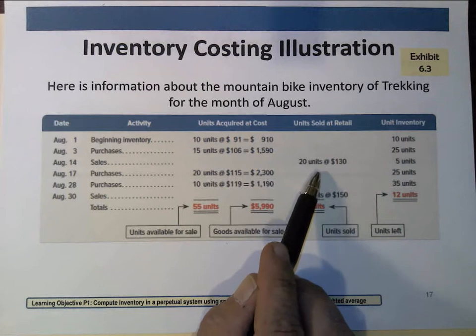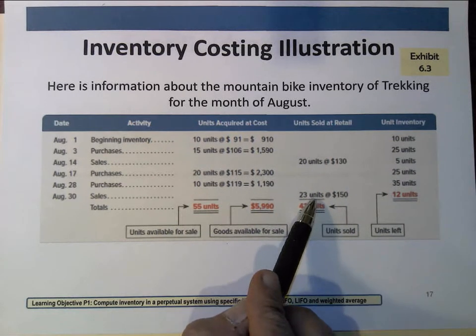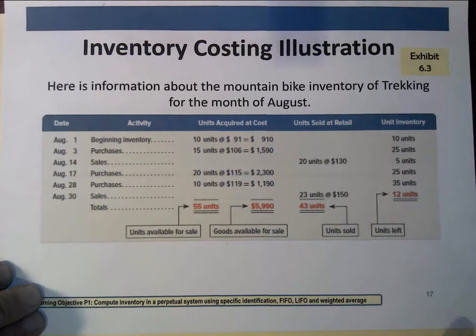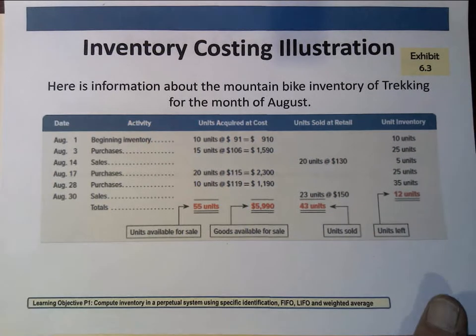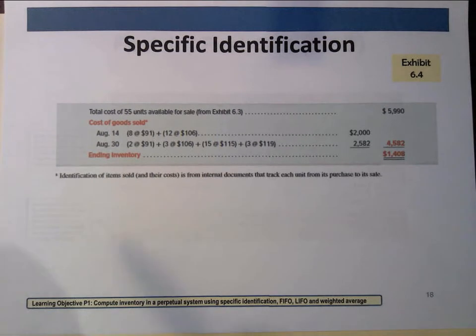So that's our goal, right? To figure out cost of goods sold and merchandise inventory. Then we buy some more, and we buy some more, and we sell some more. But we're going to use these different schemes for assigning costs to cost of goods sold. Now, the first one we're going to look at is specific identification. This is really the easiest one, right? And like I said, this is right out of your book.